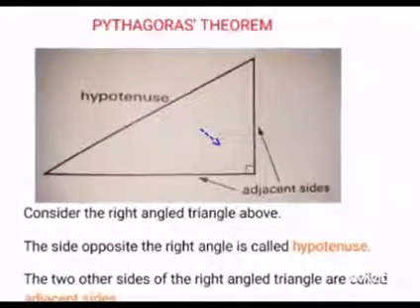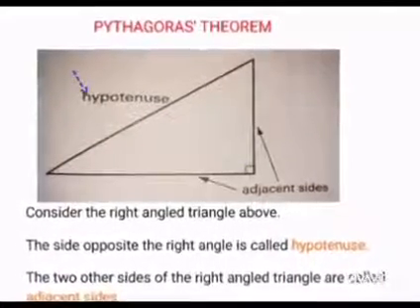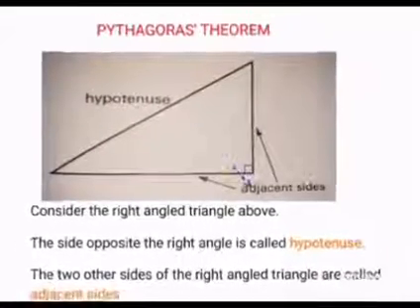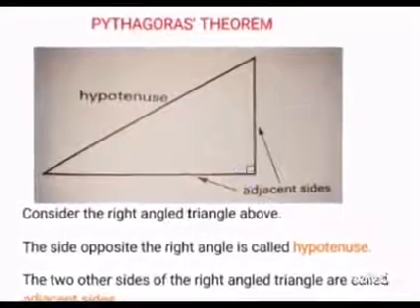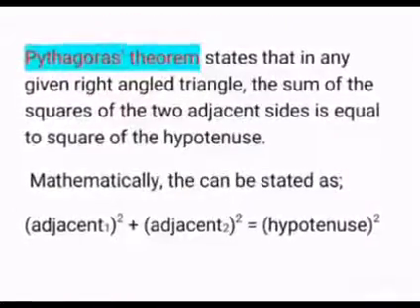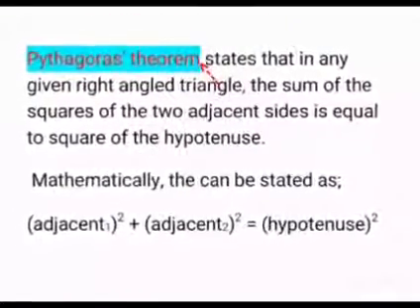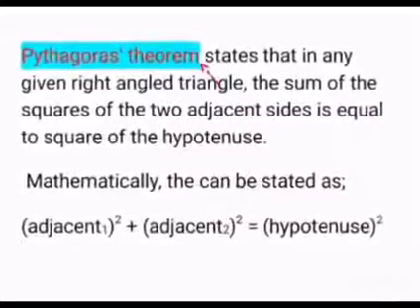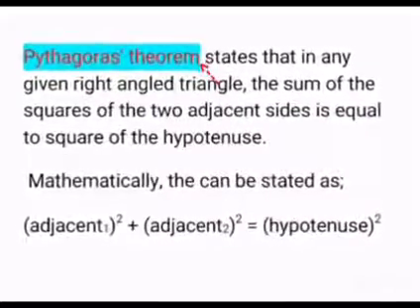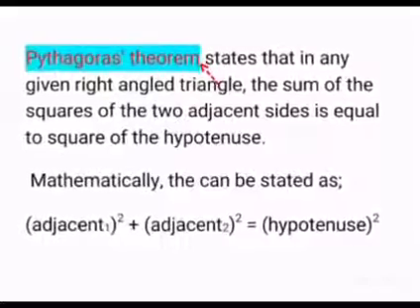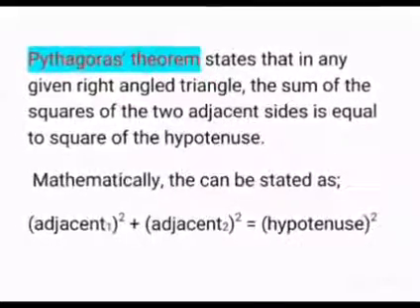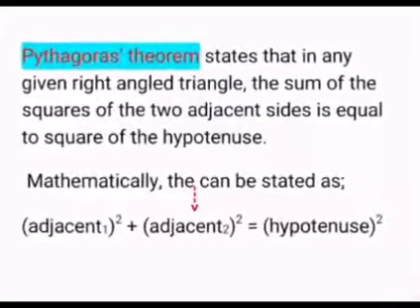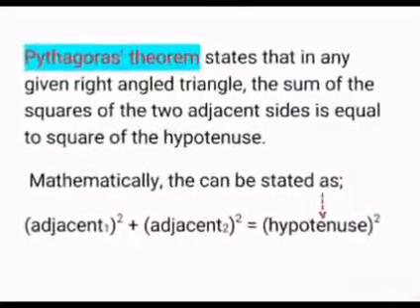The side opposite the right angle is called the hypotenuse side, while the other sides of the right-angled triangle are called the adjacent sides. Therefore, Pythagoras' theorem states that in any right-angled triangle, the sum of the squares of the two adjacent sides is equal to the square of the hypotenuse. Mathematically, this can be stated as adjacent 1 squared plus adjacent 2 squared equals hypotenuse squared.